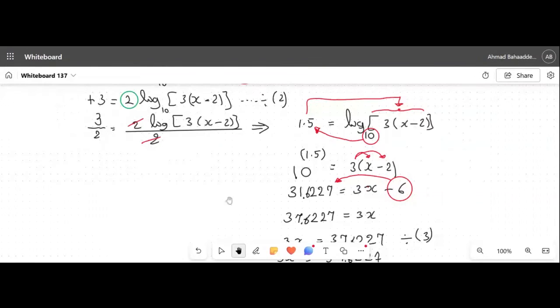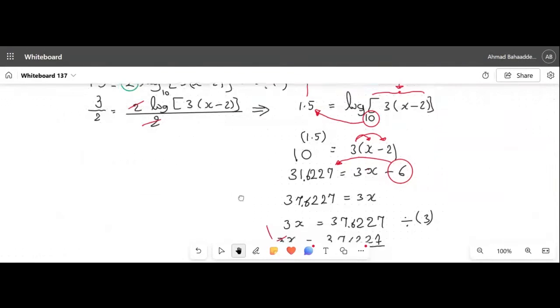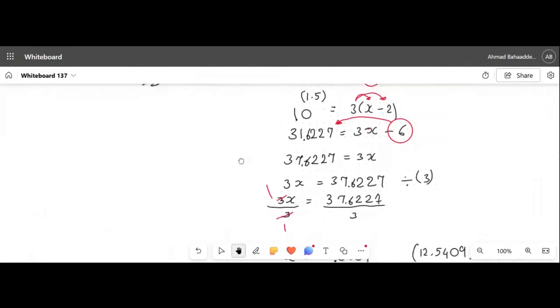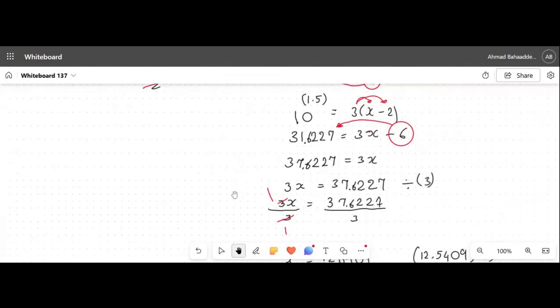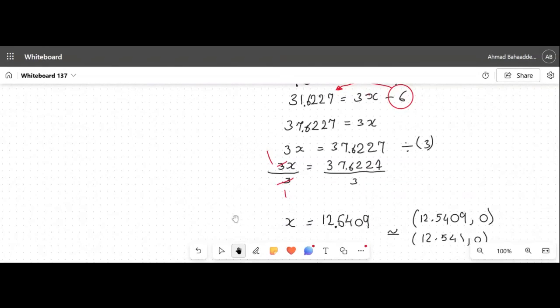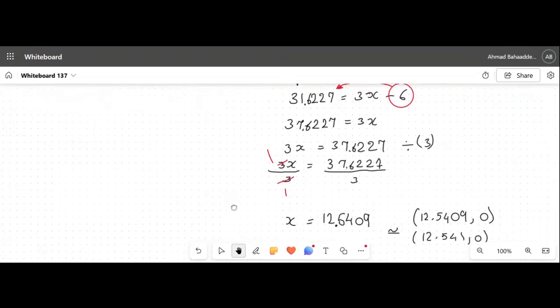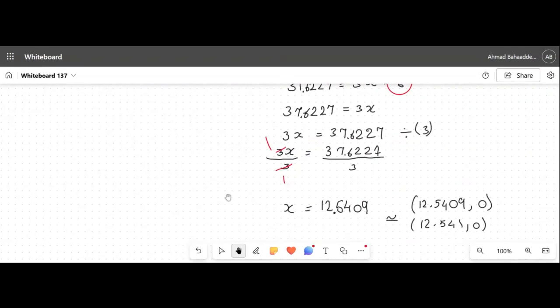37.6227 equals 3x, or in another way, 3x equals 37.6227. Divide both sides by 3. It's going to give me exactly the value of x, which is approximately 12.5409. And if I want to approximate it more, I will round it to the nearest thousandths. That's going to be 12.541.